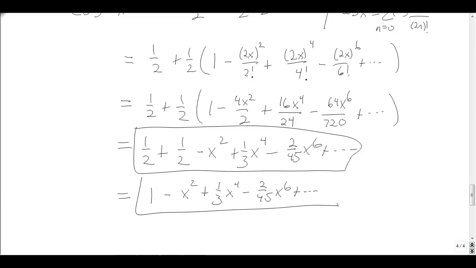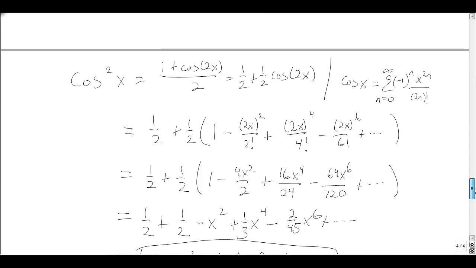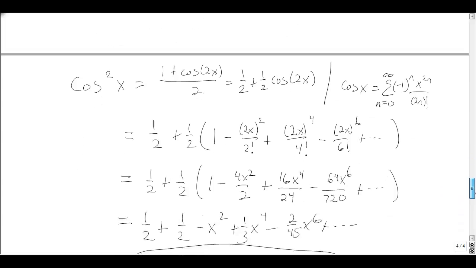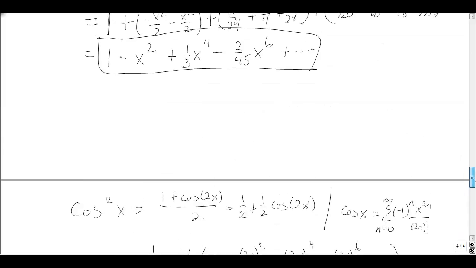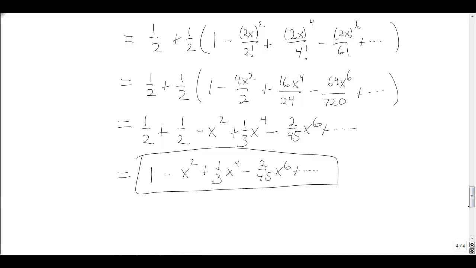So I had to do the 1/2 plus 1/2. Now let's just check here. Let's get rid of that box there. Let's check here. Does that match what we had before? We had 1 minus x squared plus 1/3 x to the 4th minus 2/45 x to the 6th. So it does work out the same. So we got 2 ways to find cosine squared x, and that's generally the case here. There's multiple approaches to a lot of these questions. And that ends our solutions.